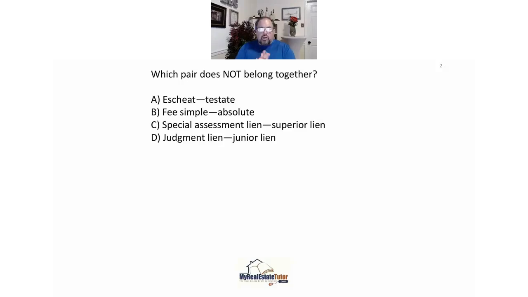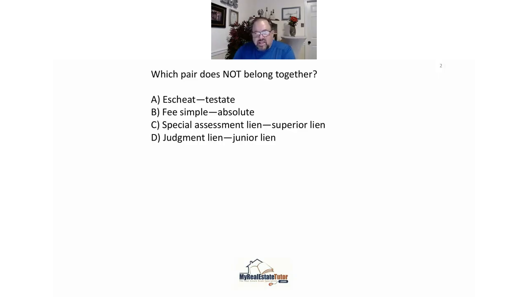All right, here we go. We're going to talk about the first question here, which is: which pair does not belong together? Okay, which pair does not belong together? So this is a word correlation, if you want to speak of it that way. Three answers do belong together, and in one answer, if you look at it, they're kind of opposite.